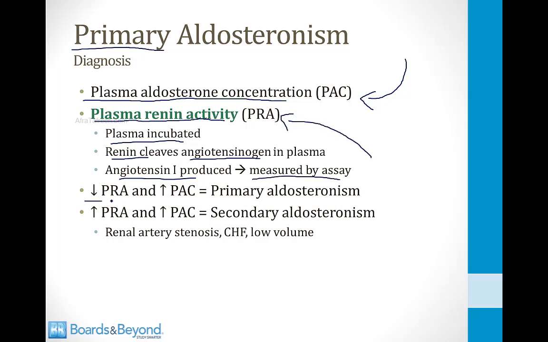If you see a low level of plasma renin activity and a high aldosterone concentration, this indicates primary aldosteronism. If you see a high plasma renin activity and a high plasma aldosterone concentration, this indicates secondary aldosteronism. It means something is ramping up the renin-angiotensin system, and that could be renal artery stenosis or heart failure or low volume or any of the many causes of activation of the renin-angiotensin system.